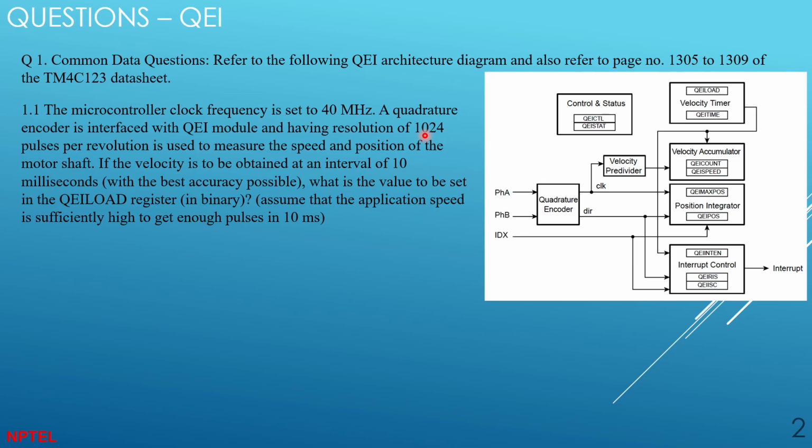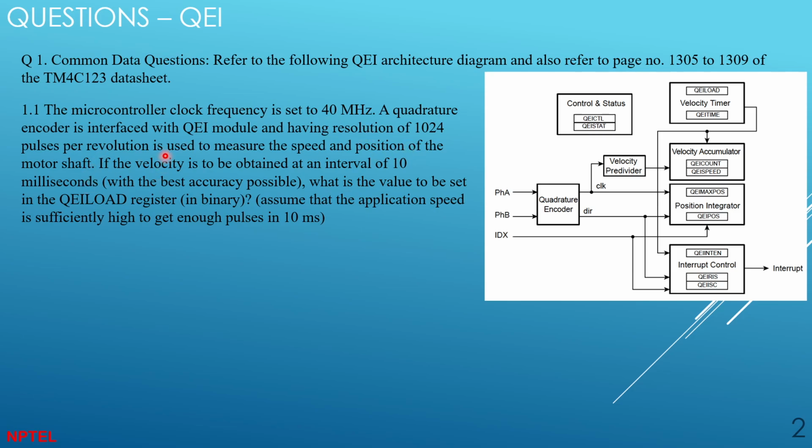It's in PPR format. So what do you mean by PPR? It means pulse per revolution. After 1024 pulses, it will measure one revolution. So suppose you interface this encoder with a motor, and you manually turn that motor one revolution, the quadrature encoder interface output will be 1024. Okay, 1024 pulses it will give.